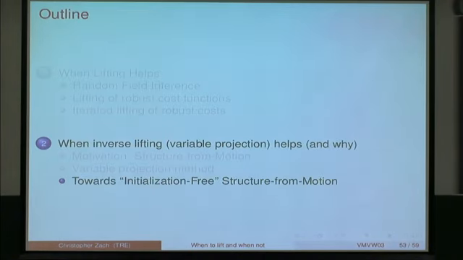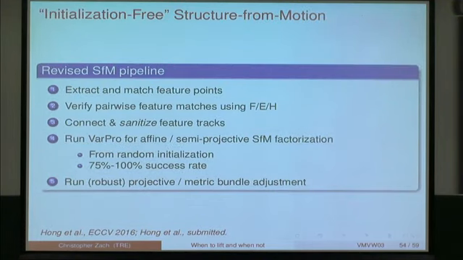Okay, we had this video, and one of the things we're suggesting is a revised, simplified structure from motion pipeline. The first three steps are basically the same as understood in the literature. For the fourth one, we say we just run variable projection because it's so successful, either on an affine camera model, or we have something here.